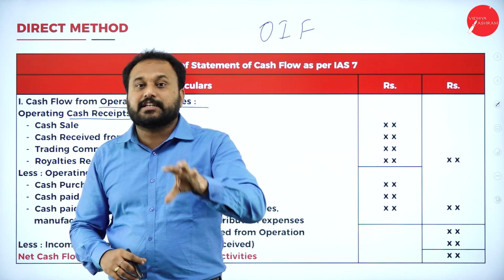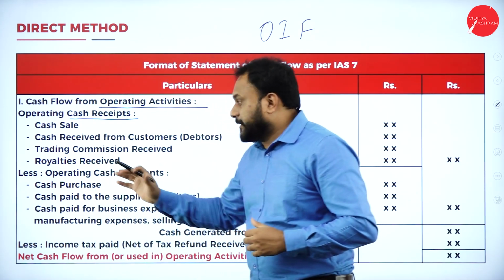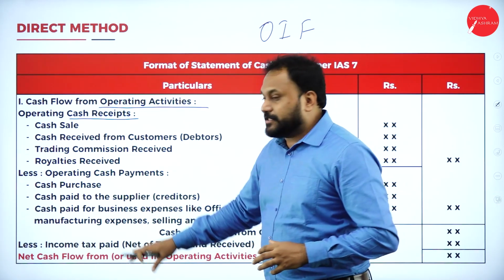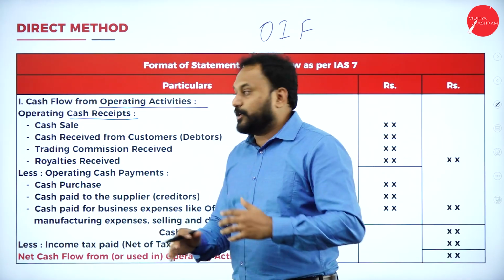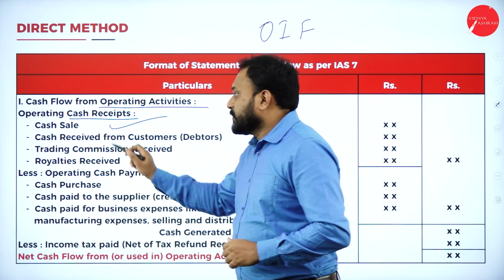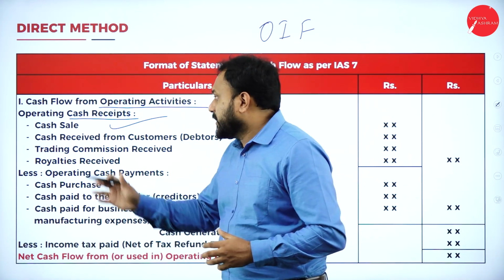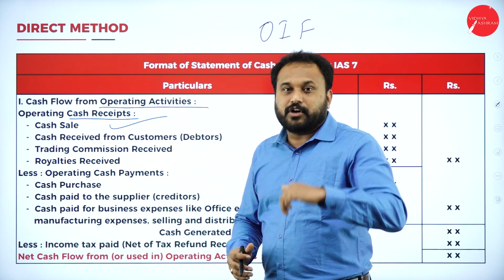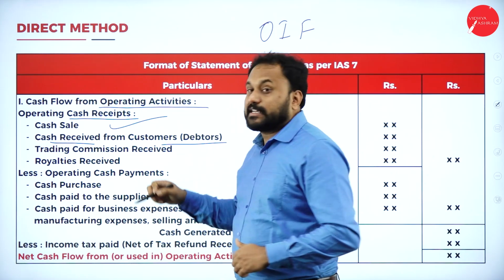I'm just stressing this: only operating cash receipts you are supposed to take here. I have given all the adjustments. Even in your question paper, if they ask you anything, you just need to go with these adjustments. The first one is cash sales. You go for a sale and then you get your money. That is the cash sale. Here it is the receipt for your company. Then cash received from the debtors, that is the customers.